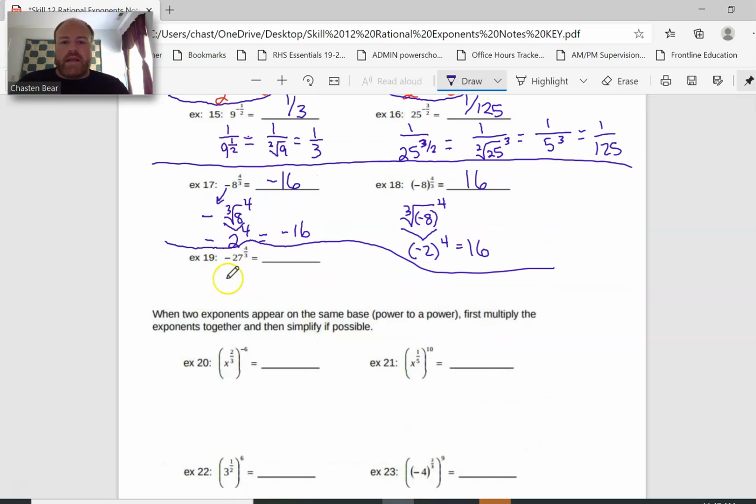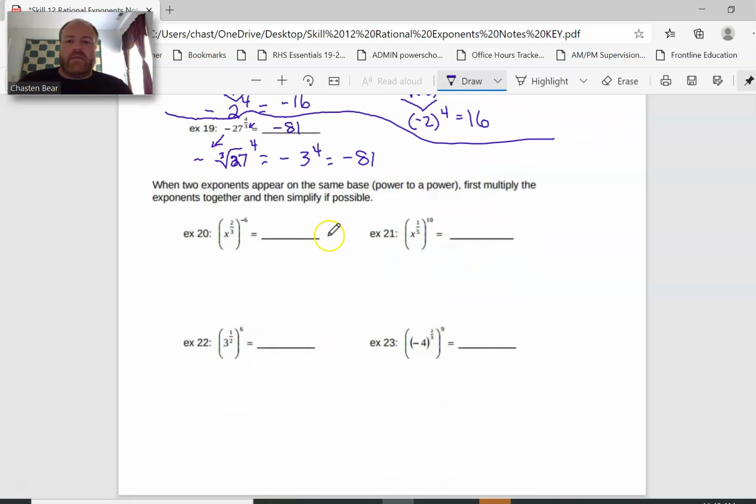All right, and then the last one in this section, we have negative 27 to the 4/3, so that negative is not with the parentheses. 27 to the 4/3, we have a root of 3, so the cube root of 27 to the 4th. Cube root of 27 is 3. 3 to the 4th is 81, but we have that negative in the front, so negative 81. All right, so that is how we're going to evaluate these.